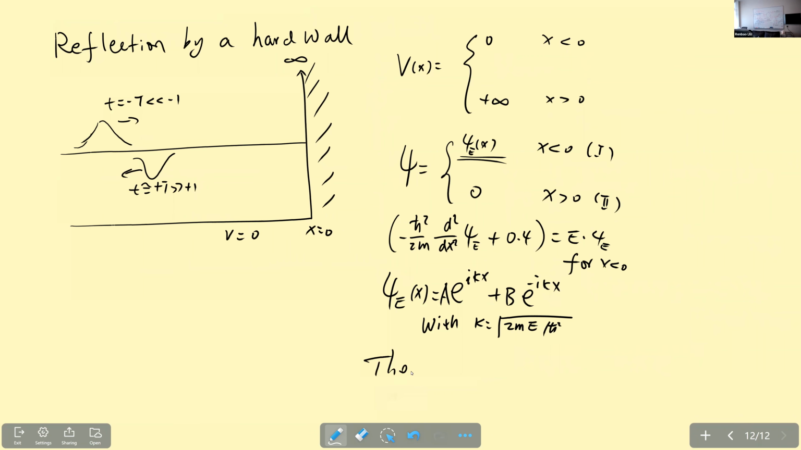So there is a solution for any E positive, right? But you need to connect the wave function, so we need to have again boundary conditions because we have two regions.